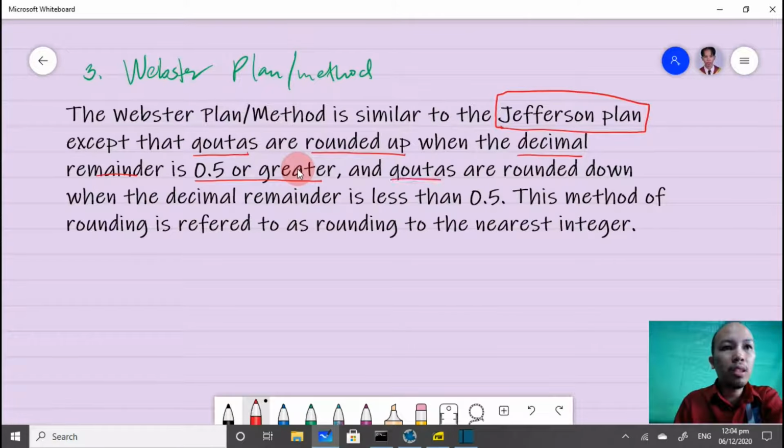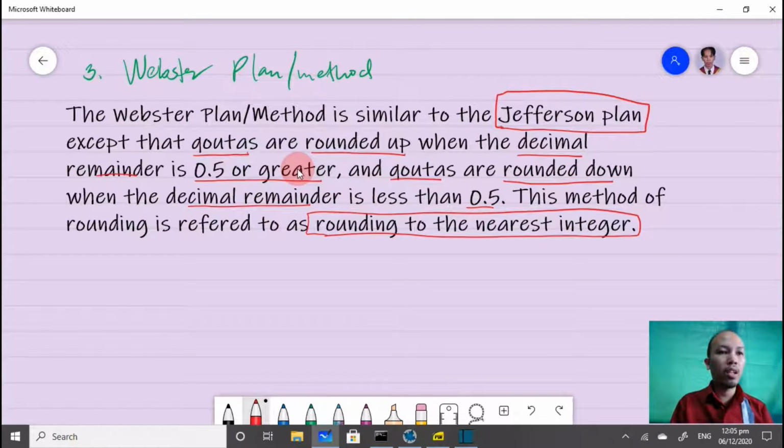And if the quota's decimal remainder is less than 0.5, then all you have to do is round it down. This method, rounding up or rounding down, is called rounding to the nearest integer. This is very familiar from your high school.